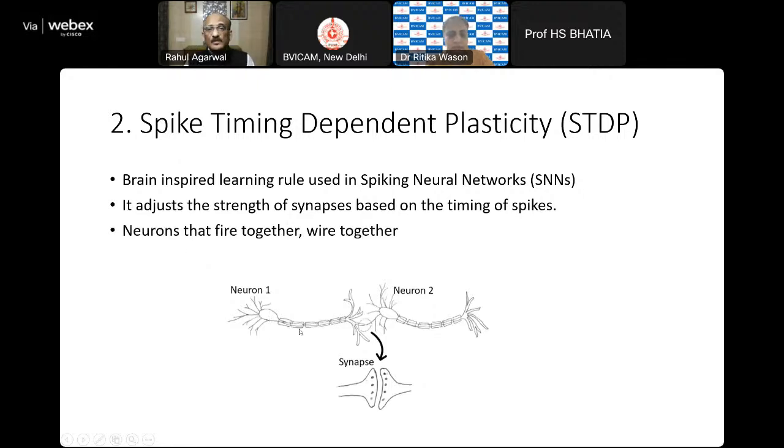That means if neuron 1 fires before neuron 2, so after neuron 1 fires and then neuron 2 fires, this particular synapse gets strengthened, which basically indicates that this path is getting used. But if the reverse happens, that neuron 2 fires first and then neuron 1 fires, that means this path is not getting used, and in that case this synapse will get weakened. So this is the concept of neuroplasticity, which is used in terms of STDP.